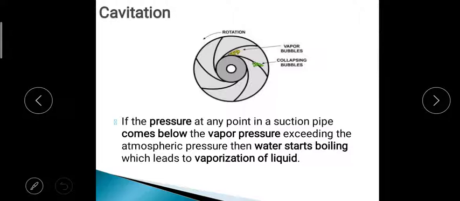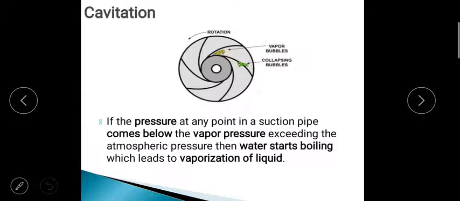Now this cavitation happens in the centrifugal pump. How does it happen? I'll just read it for your better understanding. If the pressure at any point in the suction pipe comes below the vapor pressure, which is exceeding the atmospheric pressure, then water starts boiling, which leads to vaporization of the liquid.